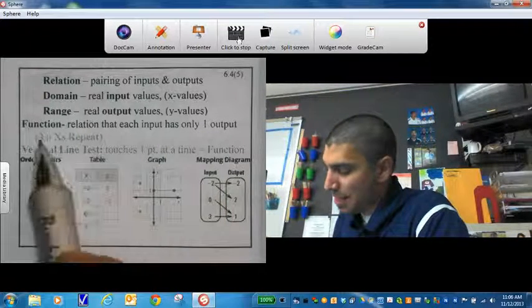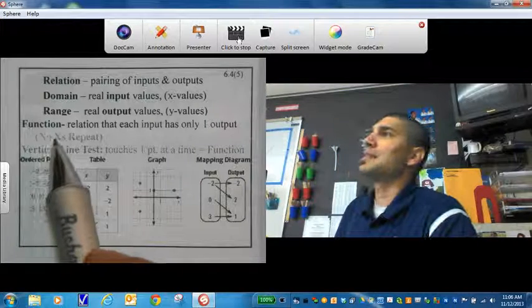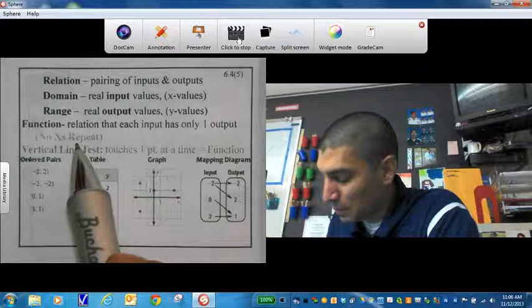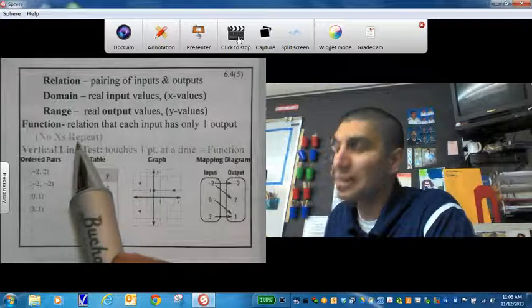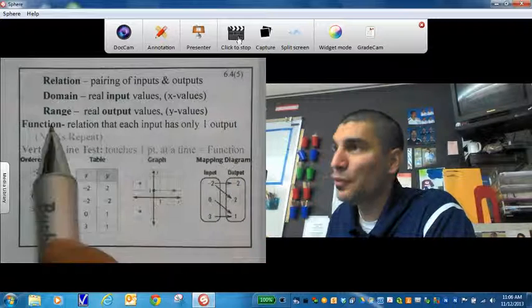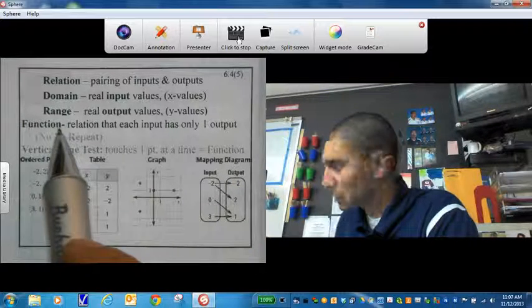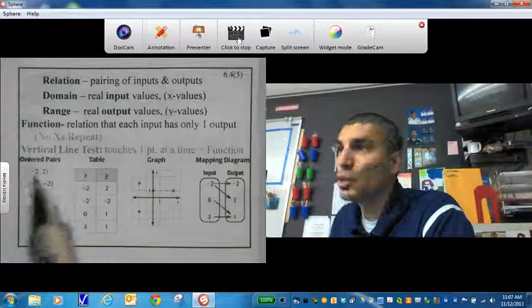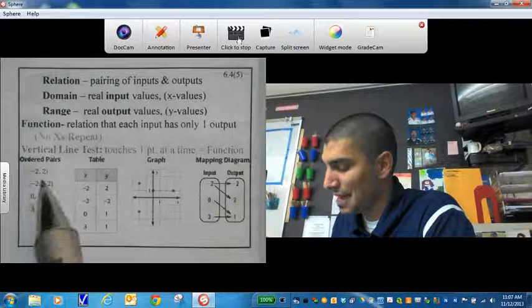Basically, if I were to use common sense, it would be saying that the x's do not repeat. The x's do not repeat themselves. Every input has only one output is the definition of what a function is. So let's look at these different examples and let me show you. When I look at this relation, it is not a function.